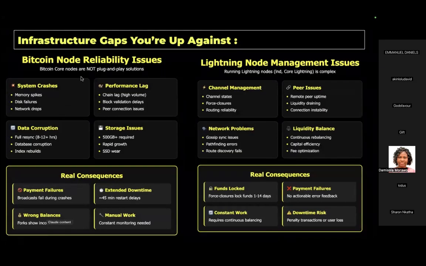So there are many infrastructural gaps you are up against when it comes to Bitcoin node reliability. It's not just a plug and play solution. Let's say you are running your own Bitcoin node. There might be memory spikes. It depends on the server or the machine you are using. Even if it is being deployed to a cloud provider, it depends on how it is being hosted.